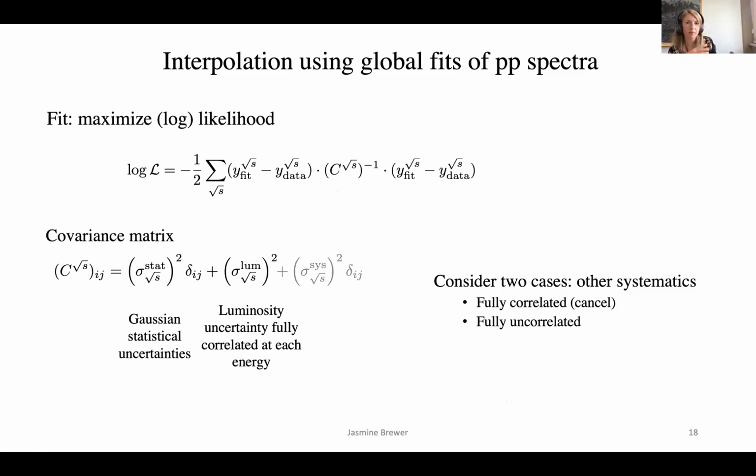Essentially the way that we do this is just to do a global fit of all of the pp spectra at these 3 different energies. And this is essentially based on maximum likelihood estimation.